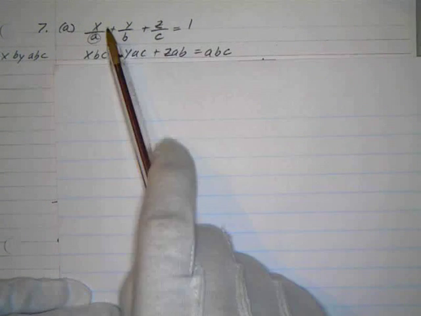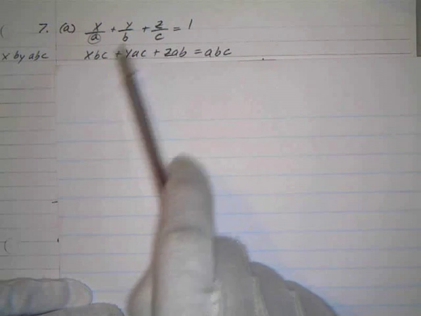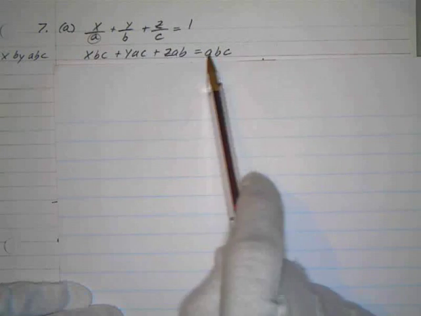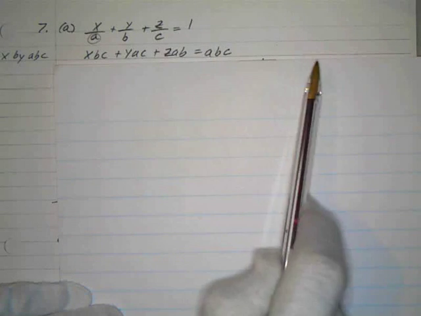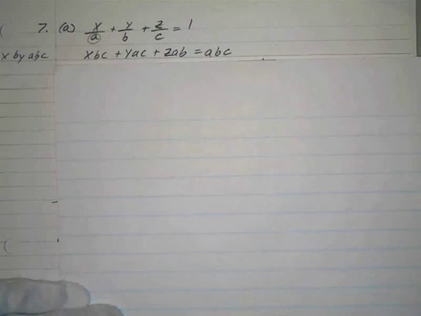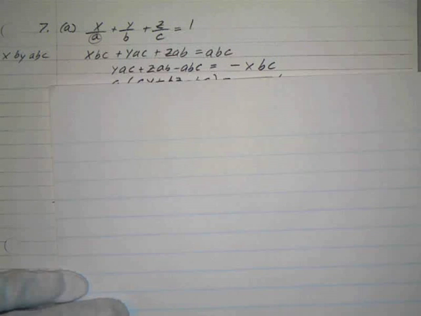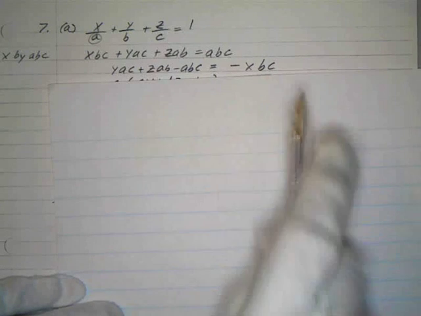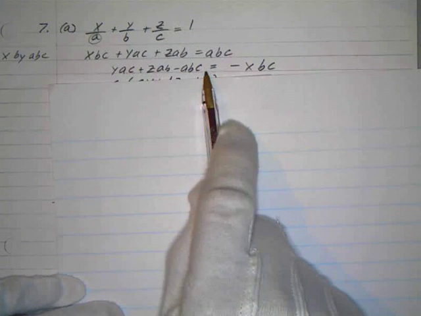So if I multiply by ABC, the a's cancel, I've got BC, the b's cancel, I've got AC, the c's cancel, I've got AB. Nothing cancels here, so I've got ABC. And I'll get all my terms with an A in them on one side. So I'll subtract ABC from both sides, and I'll subtract XBC from both sides. And now we have our A terms isolated.